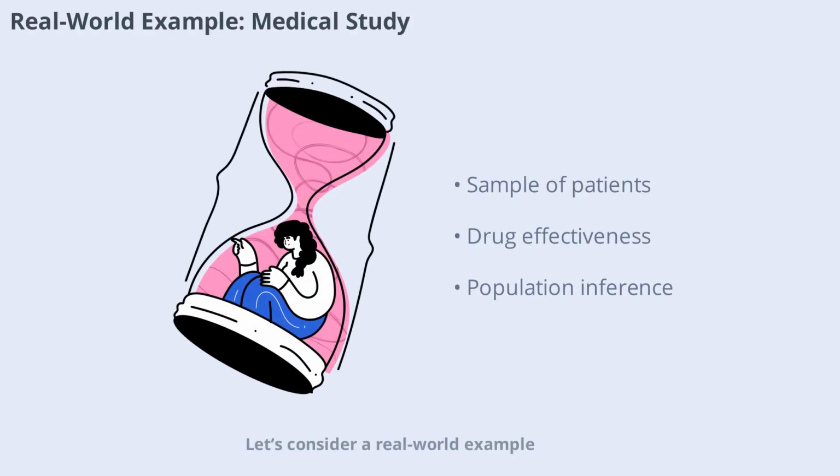Let's consider a real-world example. Suppose researchers want to know if a new drug lowers blood pressure. They test it on a sample of patients and use inferential statistics to determine if the observed reduction is likely to occur in the general population. By analyzing the data, they can make informed recommendations for wider use.